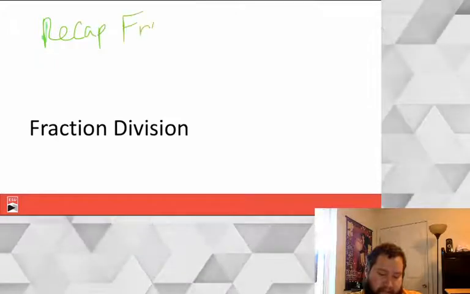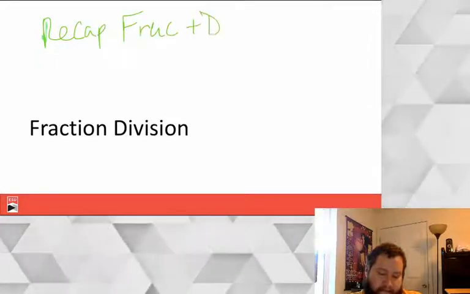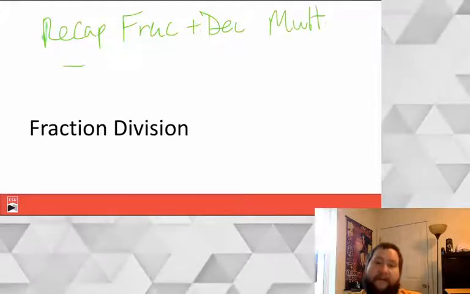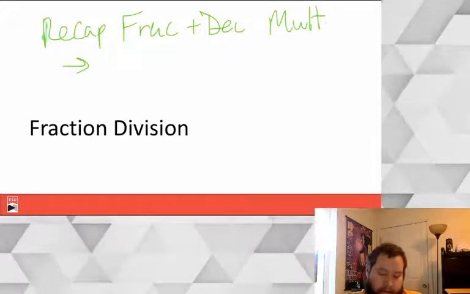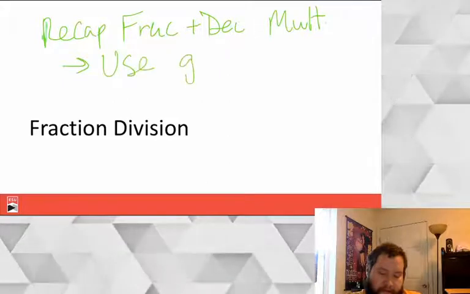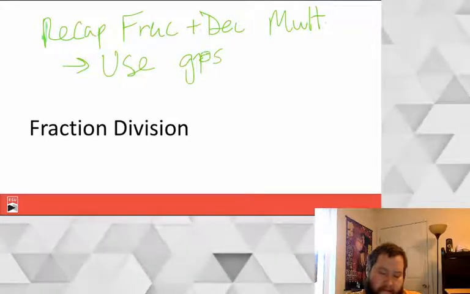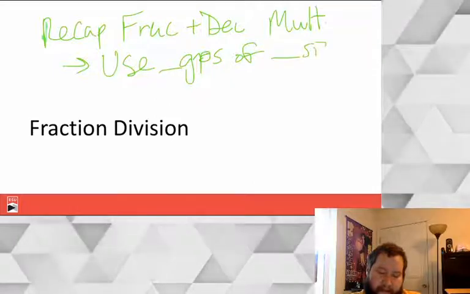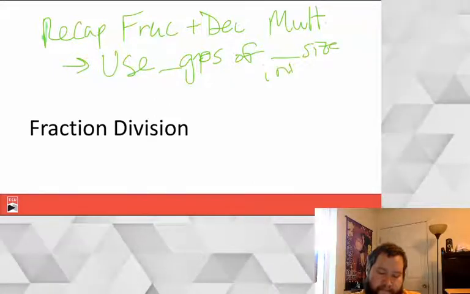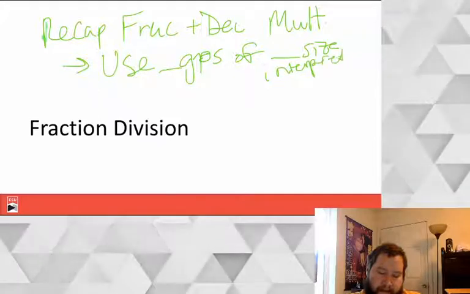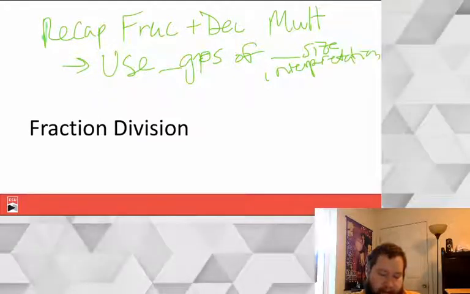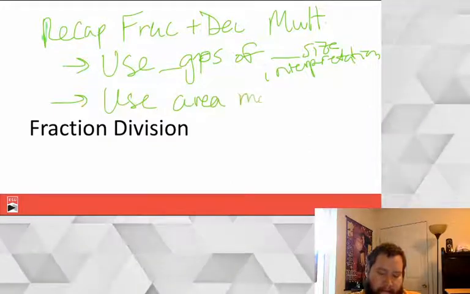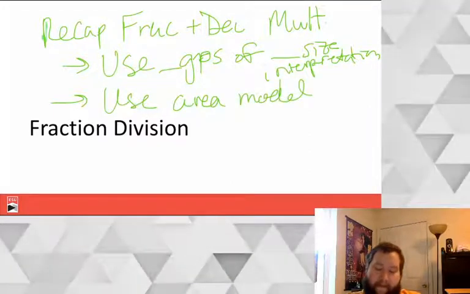Fraction and decimal multiplication. I would say generally speaking, use groups of, so blank number of groups of a certain size interpretation to set it up, and then I would use the area model. And it'll work always regardless of what you're working with.